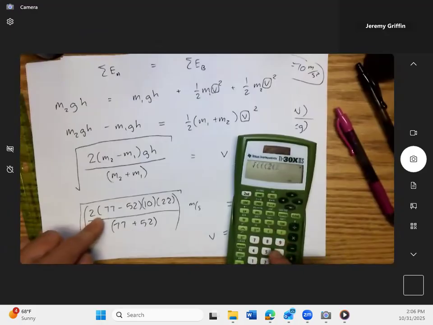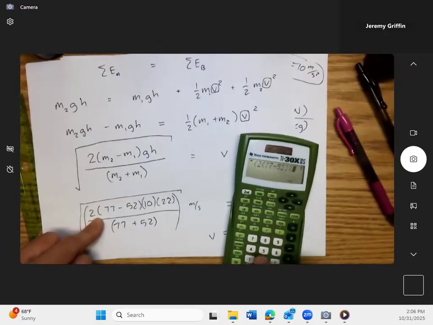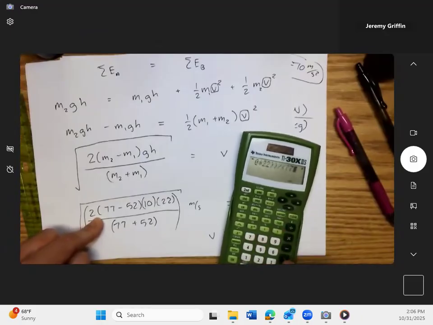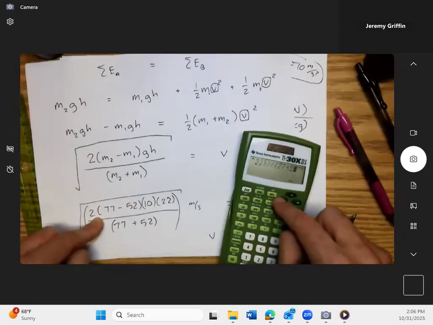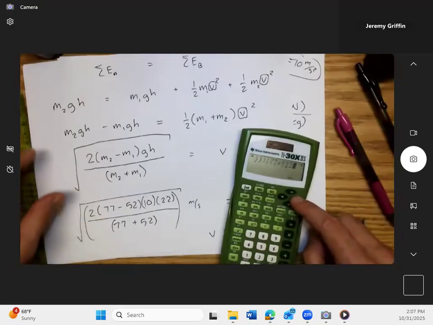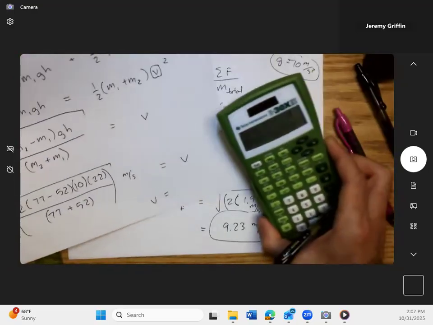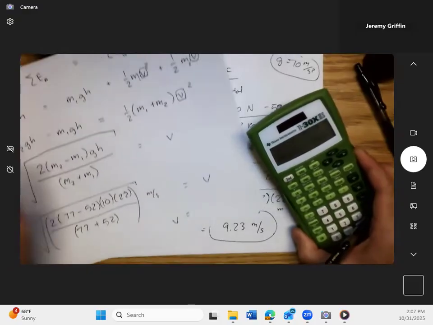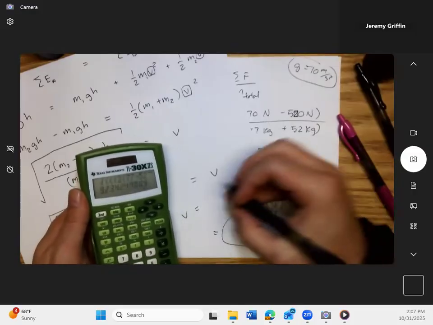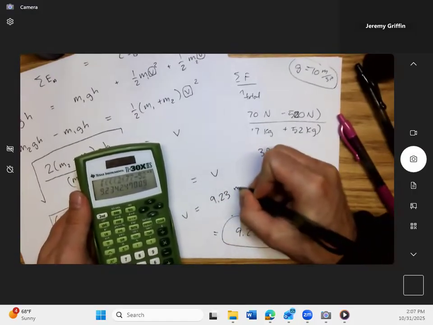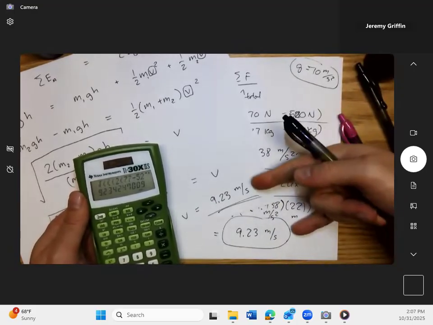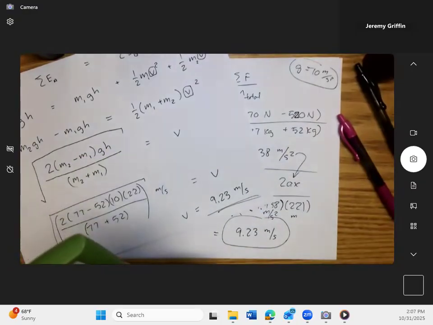Then 2.77 minus 52.10, 22 over 77 and 52. Okay, so I think we're all right. You guys are following? Because when I hit enter, what number better show up on my screen? Yeah, it's got to be 9.23. Let's see. Yeah, 9.23 meters per second. It totally works. Here's the old way of doing it. Here's the new way of doing it. Same answer. That's good.